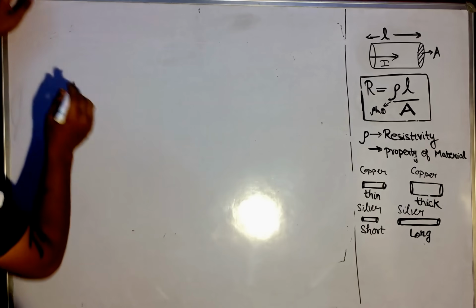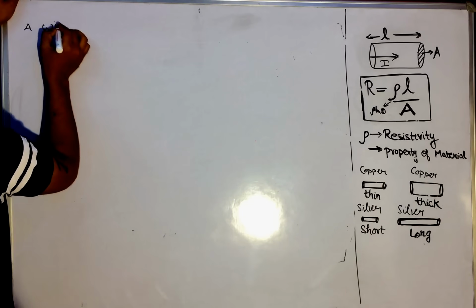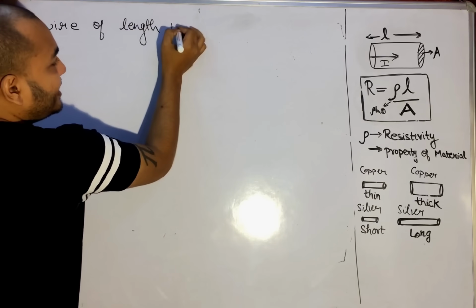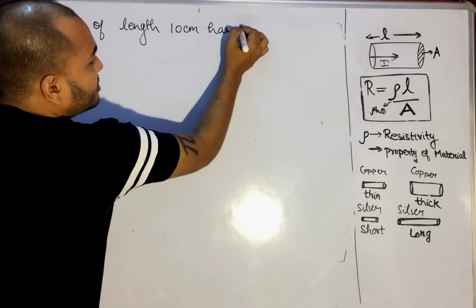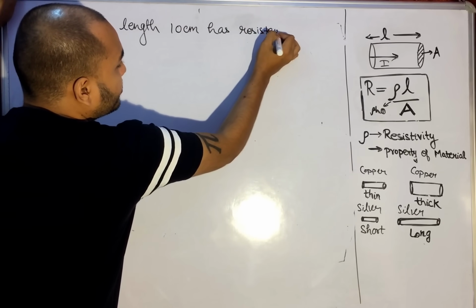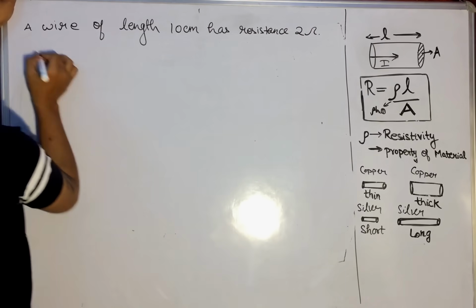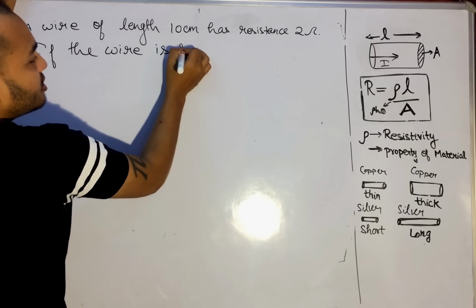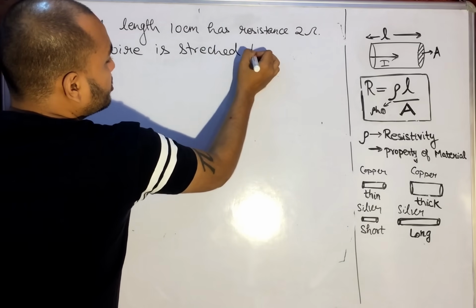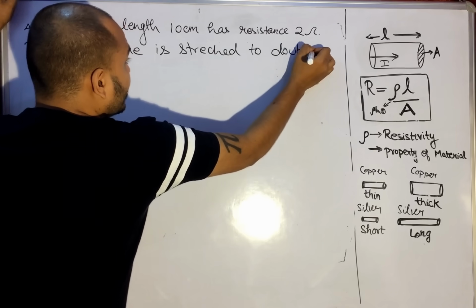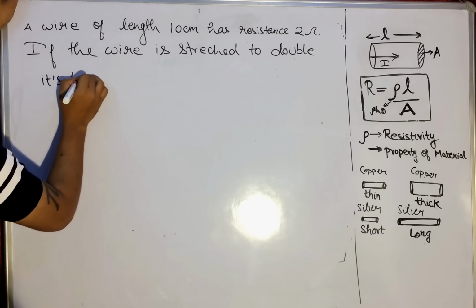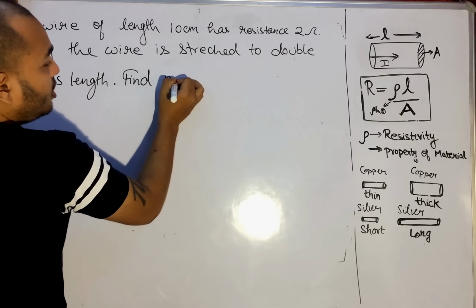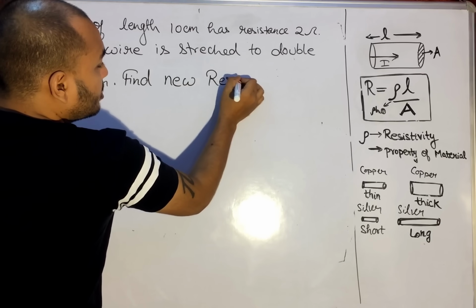A very, very interesting question. A wire of length 10 centimeter has resistance 2 ohm. If the wire is stretched to double its length, find the new resistance.